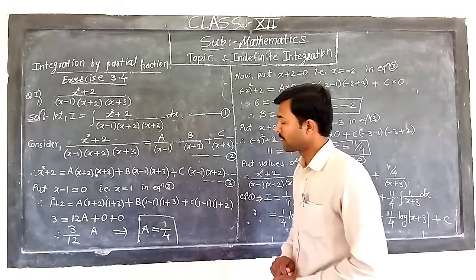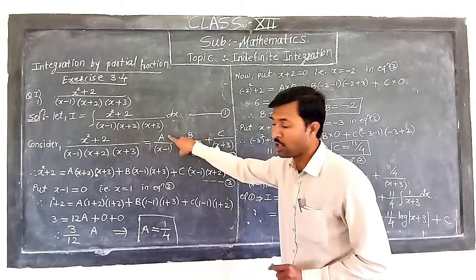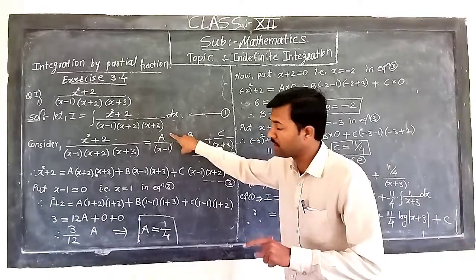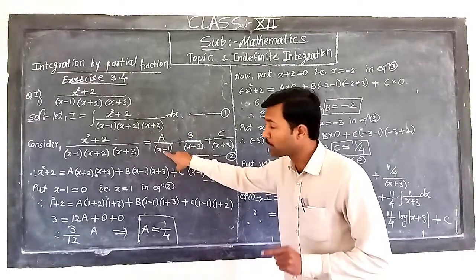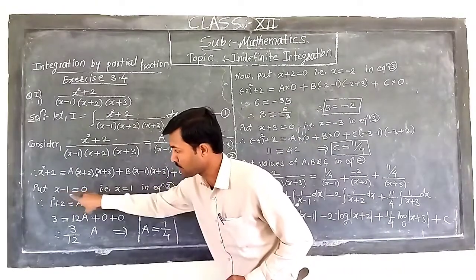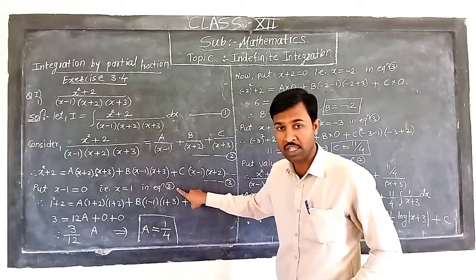For that, when there is a linear factor, then if I have to find the value for constant a, the linear factor below it is x minus 1. Put 0 for this x minus 1. That is, put x minus 1 equals 0. It means that x is equal to 1, and in equation number 3.